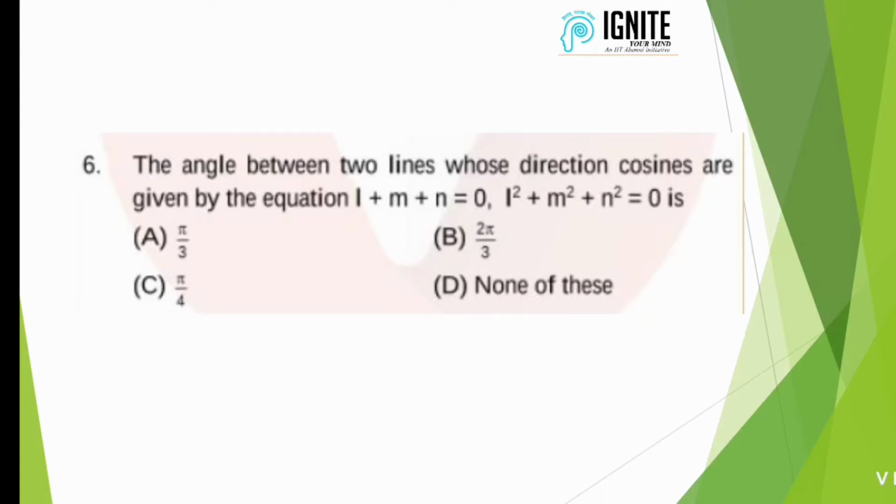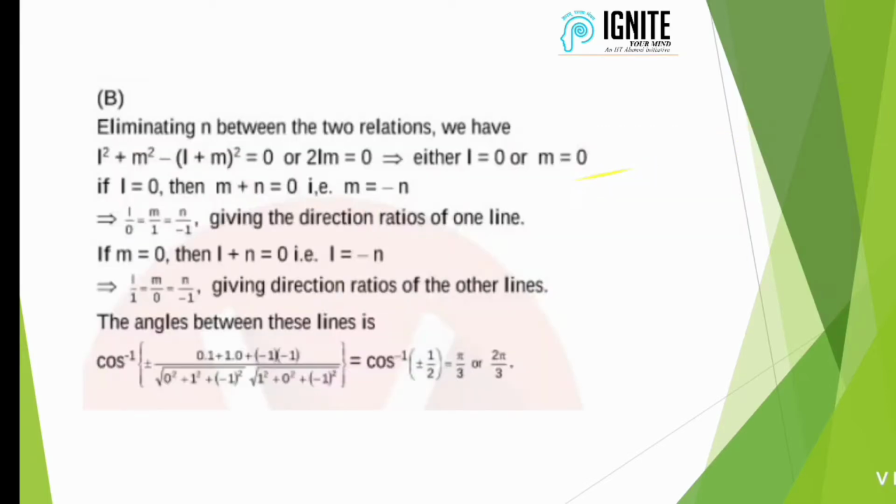The direction cosines are given by the equations L plus M plus N is equal to 0, L square plus M square plus N square is equal to 0. The options given are pi by 3, 2 pi by 3, pi by 4, and none of these. You know what direction cosines mean, right? So you need to find what L, M, and N are.